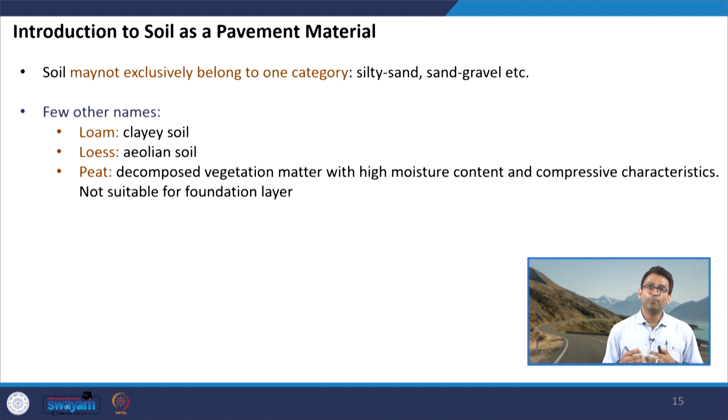Then we have peat. Peat is basically a decomposed form of soil which we get from vegetation matter. This type of soil has very high moisture retention capacity and very high compressive characteristics, and therefore it is not at all suitable for use in the foundation layer.